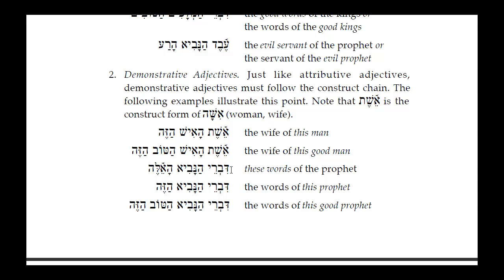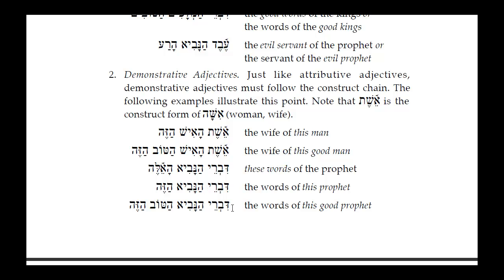These words of the prophet. Now, if we have Divrei Hanavi Hazeh, then the Hazeh agrees with Hanavi in gender and in number here. You notice how Divrei is plural, so this cannot go with Divrei. This has to go with Navi here. And we would translate this as the words of this prophet. Again, the construct noun is getting the definiteness from the definite article on the absolute noun of Navi.